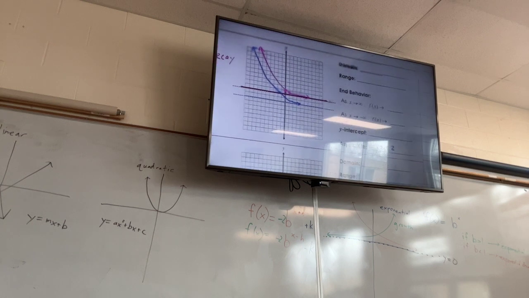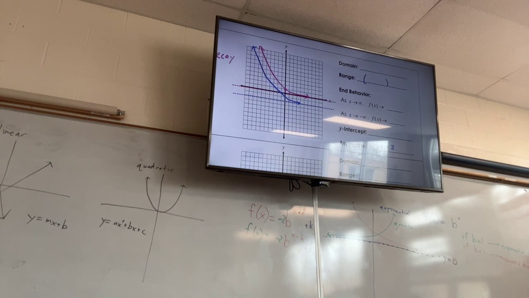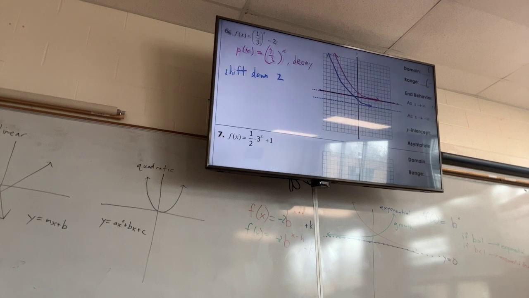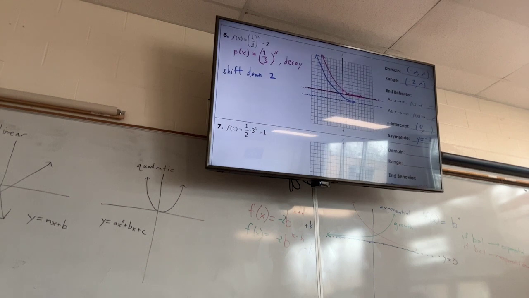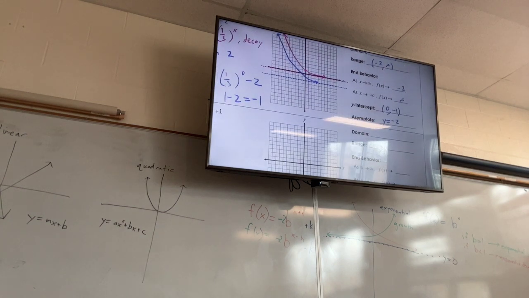The range is going to be a little different now. What's the highest it goes and the lowest it goes? What's the lowest we go now? So what's the lowest that y goes? Negative 2, and then it's still up to infinity. Okay. Y-intercept. What do I get when I plug in 0 for x? What's f of 0 going to be? What's that? It's going to be negative 1, okay? So 0 comma negative 1.